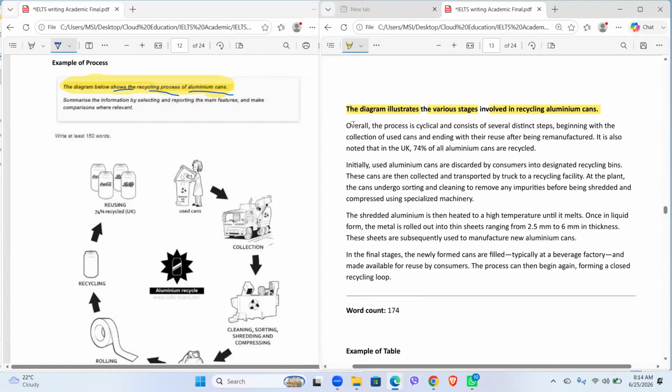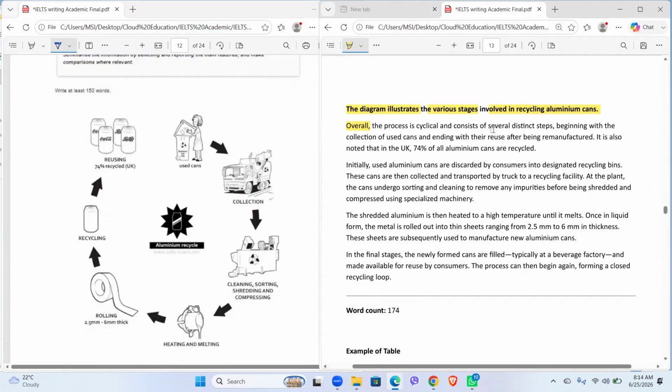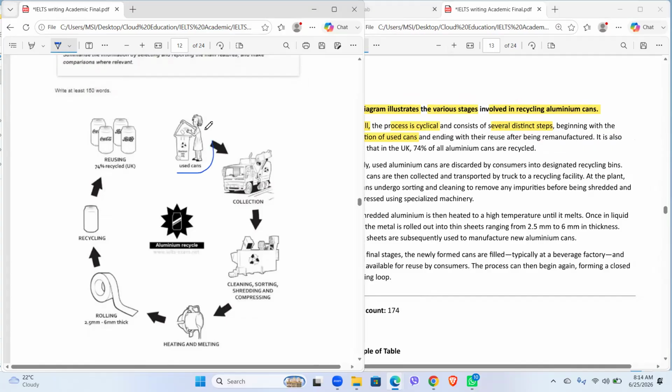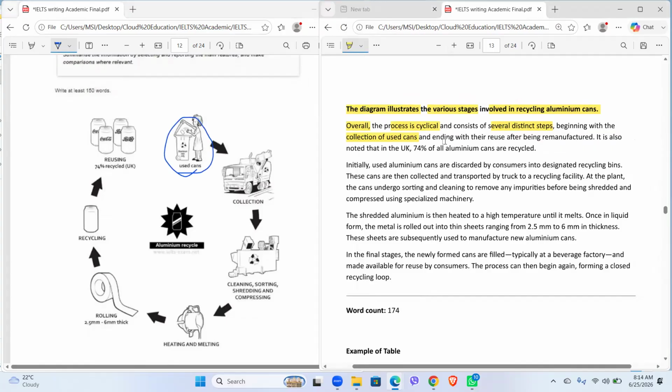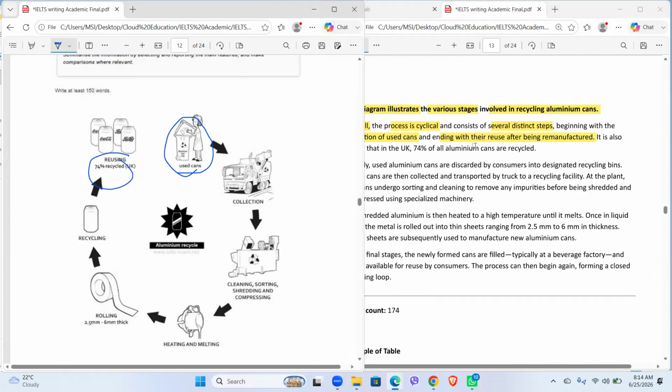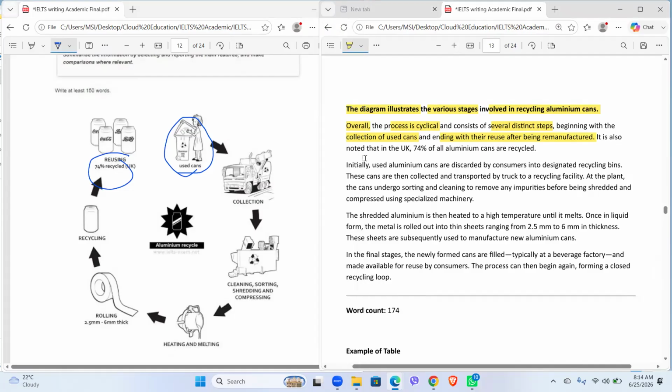Then, overall, the process is cyclical. The cycle consists of several distinct steps. It's cyclical, beginning with the collection of used cans, starting from here, and ending with their reuse after being remanufactured. It is also noted that in the UK, 74% of all aluminum cans are recycled.